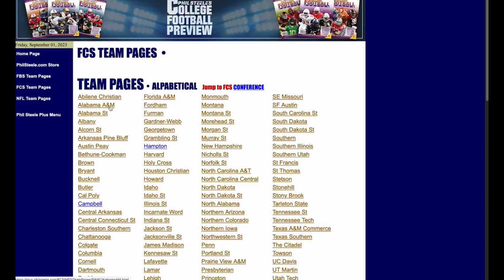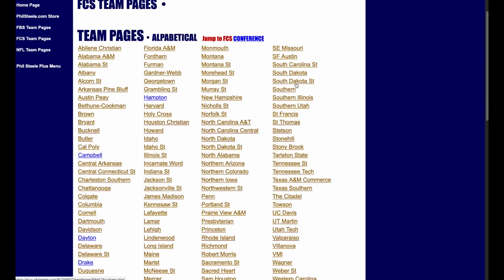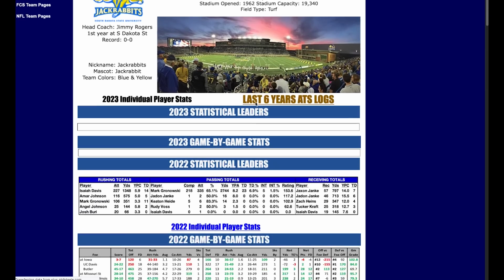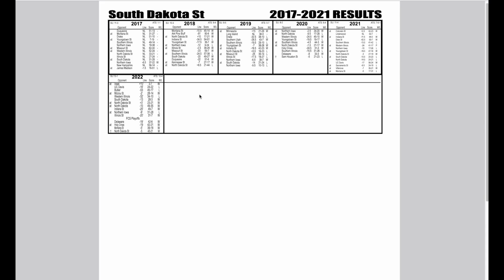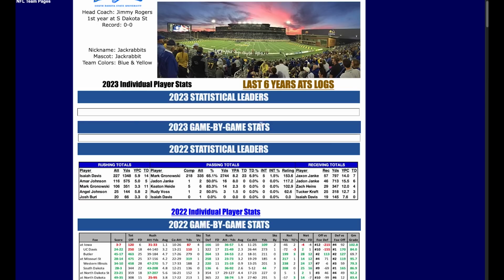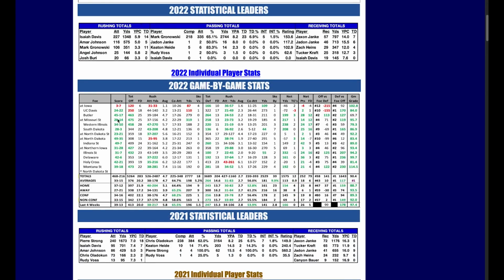On the FCS teams, let's click on the champ from last year, South Dakota State. Here you get the last 6 years ATS logs. That's pretty nice and handy. And once again, color-coded green and red, including the average game grades.